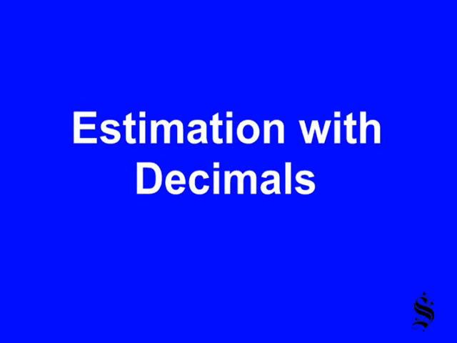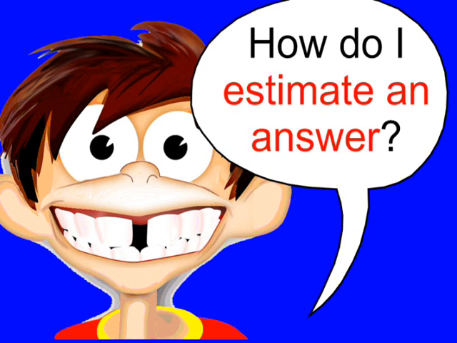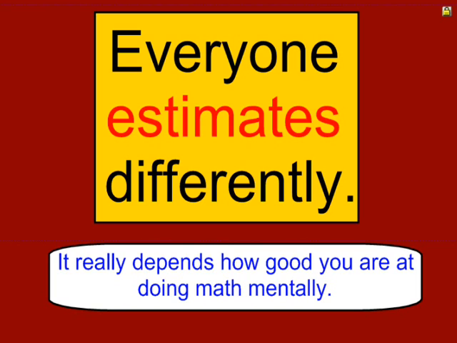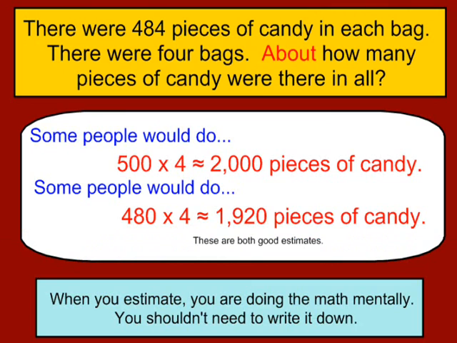Estimation with decimals. Well, how do I estimate an answer? This is actually a pretty difficult question because everybody estimates differently. It really depends how good you are at doing your math mentally, and I'll show you an example of this. Let's say you were posed with the question, there were 484 pieces of candy in each bag, and there were 4 bags. About how many pieces of candy were there in all?